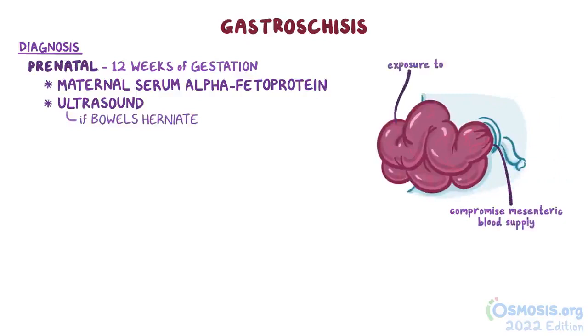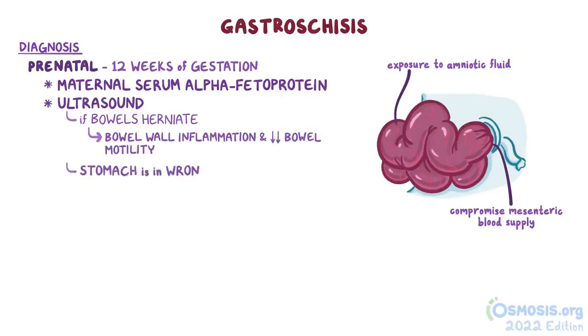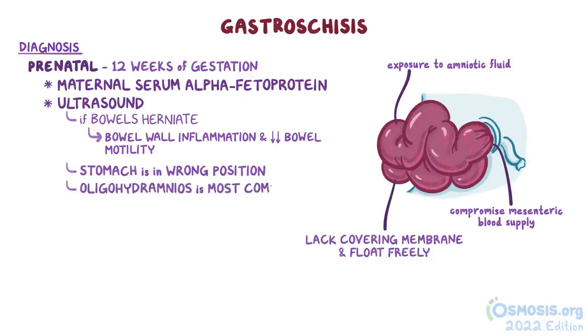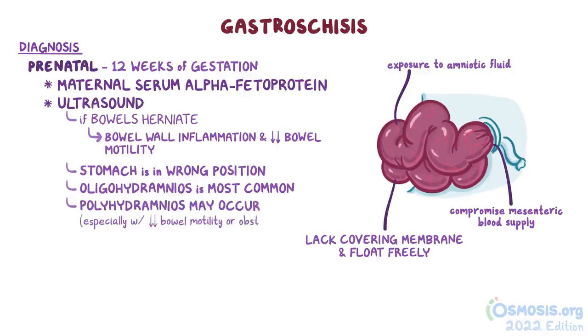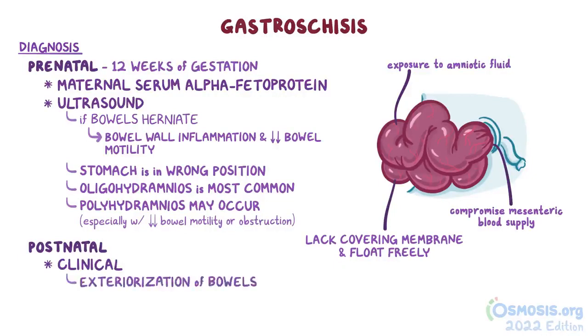Sometimes, when the bowels herniate, it can compromise the mesenteric blood supply, which, combined with the exposure to the toxic environment of the amniotic fluid, leads to bowel wall inflammation and decreased bowel motility. The stomach is usually in the wrong position, even when intra-abdominal. The eviscerated intestinal loops lack a covering membrane and float freely in the amniotic fluid. Oligohydramnios is the most common amniotic fluid abnormality, but polyhydramnios may occur, particularly in those with reduced bowel motility or obstruction. After birth, the diagnosis is clinical, and it's based on the exteriorization of the bowels through the midline defect and on the absence of the covering membrane.